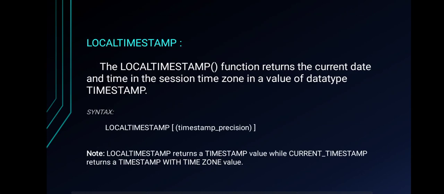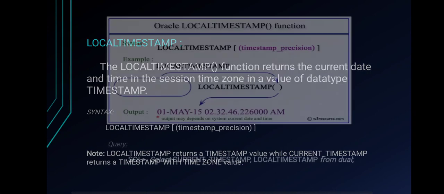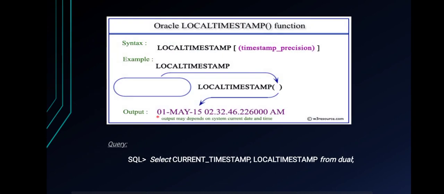Fourth one is LOCALTIMESTAMP. The LOCALTIMESTAMP function returns the current date and time in the session time zone, as a value of data type TIMESTAMP. Syntax: LOCALTIMESTAMP(timestamp_precision). Note: LOCALTIMESTAMP returns a TIMESTAMP value, while CURRENT_TIMESTAMP returns a TIMESTAMP WITH TIME ZONE value. It is the example of the LOCALTIMESTAMP function. Query: SELECT CURRENT_TIMESTAMP, LOCALTIMESTAMP FROM table DUAL.